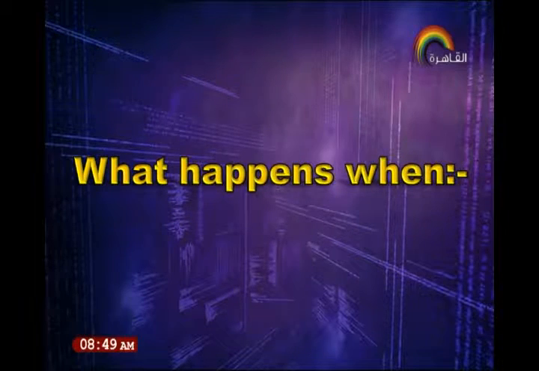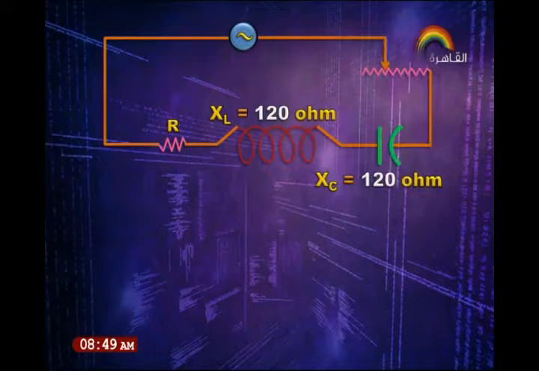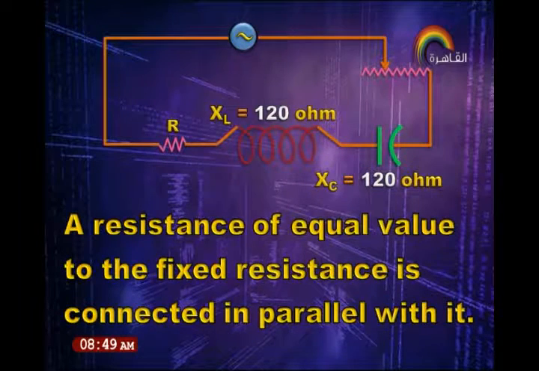What happens when a resistance of equal value to the fixed resistor is connected in parallel with it? Your attention, please. Here we've got a circuit in a state of resonance. Why is it in a state of resonance? Simply because XL is equal to XC. Inductive reactance is equal to 120 ohm. Capacitive reactance is the same, it is 120 ohm. So we are in a state of resonance, okay?